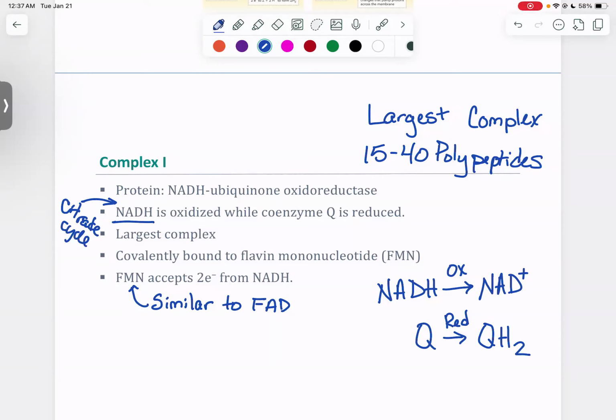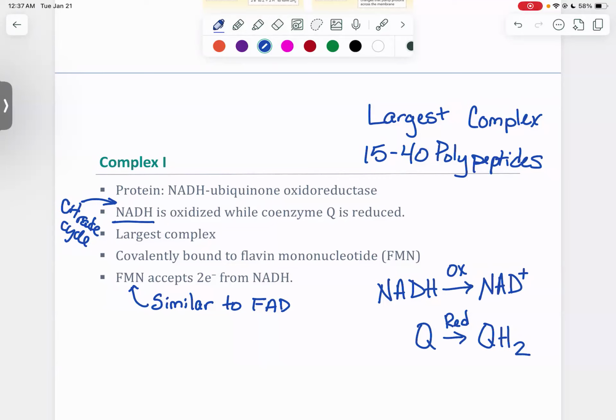It's just one of the places. So we're going to take that NADH and we're going to oxidize it. And at the same time, coenzyme Q is going to be reduced. Remember, oxidation and reduction, they're coupled. So it has a covalently bound flavin mononucleotide.